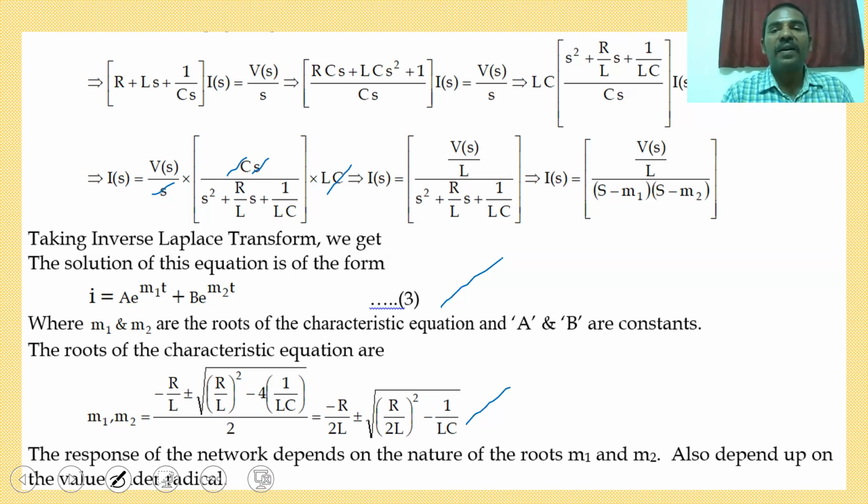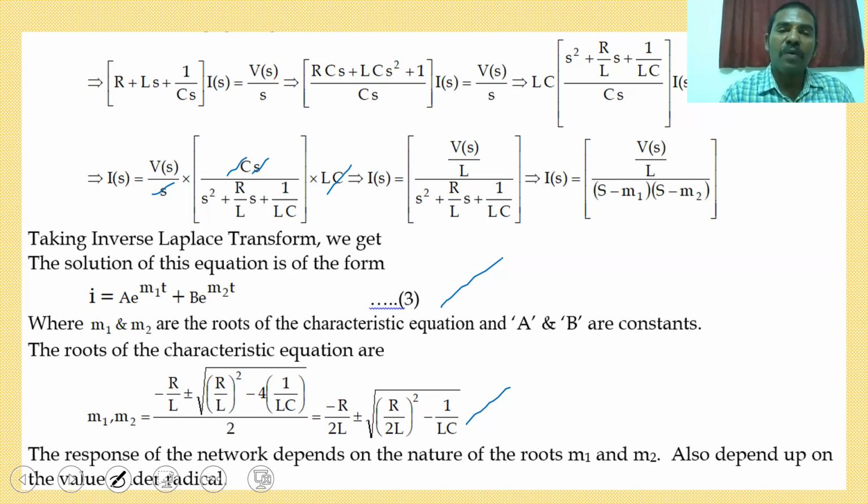So these are the important things. For an RL circuit, you get a time constant that is L by R. For an RC circuit, you get a time constant that is R into C. In the case of an RLC series circuit, you get different damping conditions: underdamped, overdamped and critically damped. Generally the roots are equal and opposite. If the roots are equal, you get a critically damped condition. If negative real roots are there, it is an overdamped condition; if complex roots are there, you get an underdamped condition.